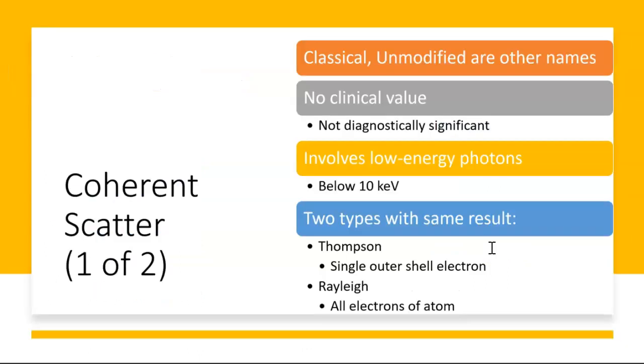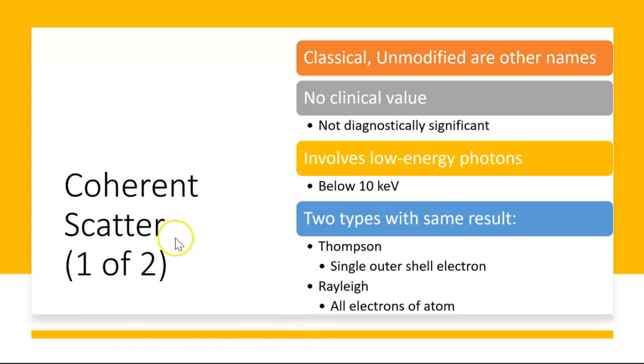Let's talk about coherent scattering. It can also be called classical and modified, and there are Thomson and Rayleigh as other names, so it's got all these different names. Your national or state exams could list it either way, or any of these, all of these. So it's all interchangeable, okay?